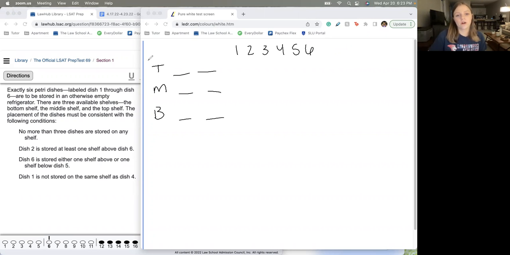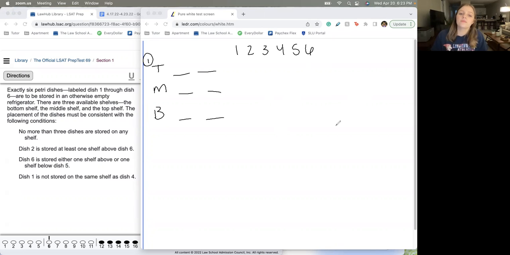So we're going to go into our rules. First rule says no more than 3 dishes are stored on any shelf. This is a pretty simple rule to just put into our diagram. I should say I drew these 2 lines just because I did. There was no real reason as to why I drew those 2 lines. I think I started talking as I was writing. I just wrote 2 lines.